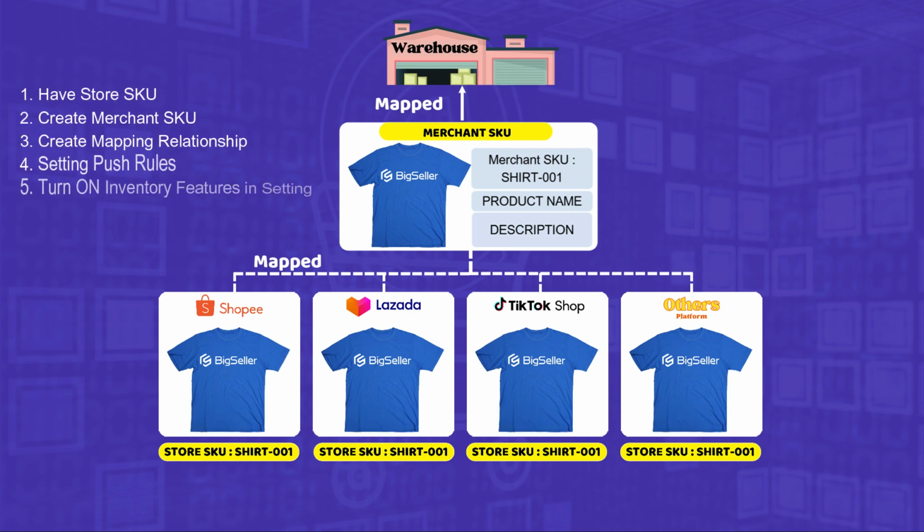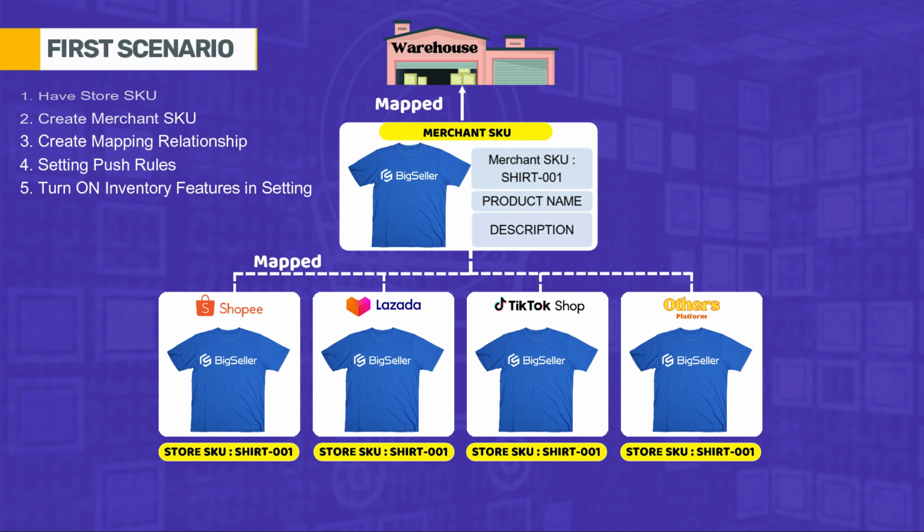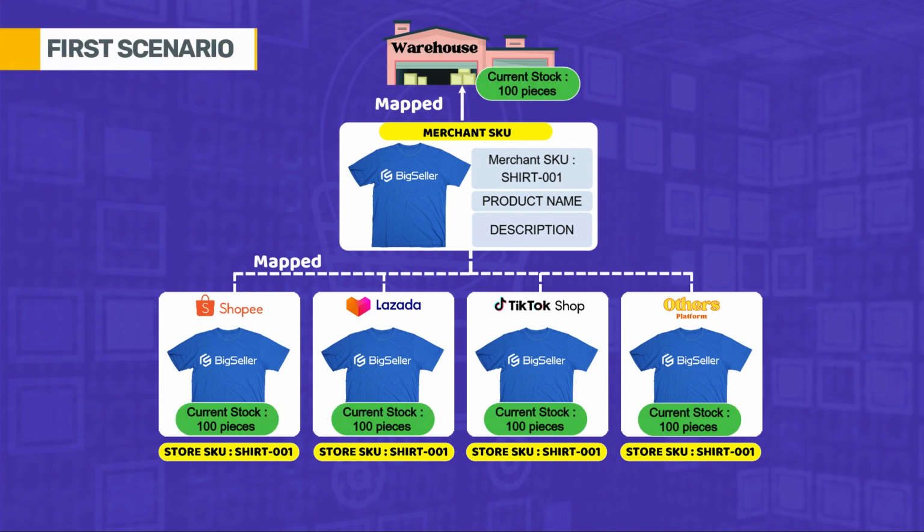Okay, now once all the steps have been done, creating the mapping and setting the push rules, let's see the first scenario. You have placed 100 pieces of t-shirts in your warehouse stock. And in Shopee, you receive a new order, which is in total 23 pieces of t-shirts. Now in Shopee, the balance will be 77 pieces. At this moment, the system will trigger the stock changes. And now the system pushes the inventory back to the warehouse and deducts the stock: 100 pieces minus 23 pieces. Now the stock balance in the warehouse is 77 pieces of t-shirts.